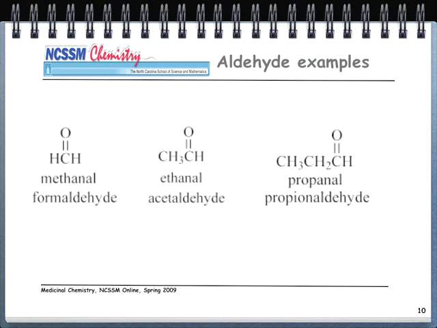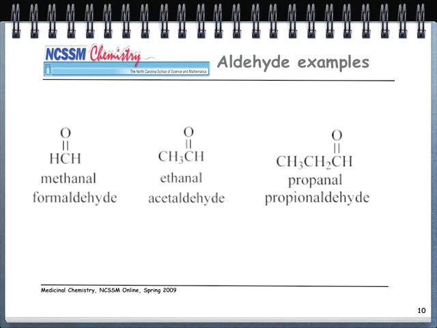Okay, aldehyde names. The first one on the left has 1 carbon, and that's going to be methane. Take the E off, add AL. Most of the time we would call this formaldehyde. Okay, ethanal you've already seen, that's acetaldehyde, and you'll get to know these common names as you get a little bit more experience. Okay, the third one over on the far right there, we have 3 carbons, 1, 2, 3, that's propane.